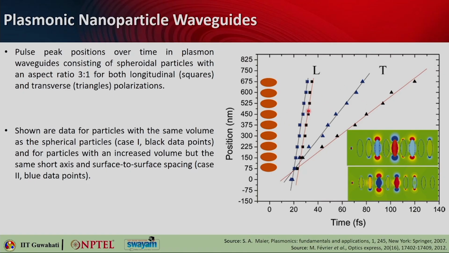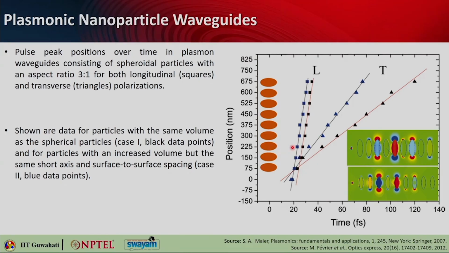So, consider this case, the black data points. The black data points are basically case 1, where the spheroidal particles have the same volume as that of the spherical particles. Okay. So, that is the case of the black squares, and the other one, case 2, is the blue ones. The blue ones are those cases where the particles have an increased volume but the same short axis. In that case the surface to surface spacing is also maintained. So, they have a larger volume, but the same short axis and surface to surface spacing. That is the blue points.